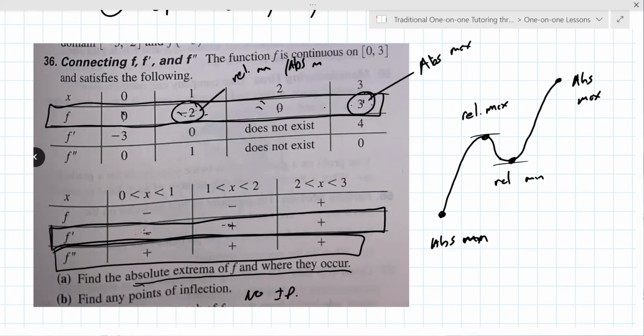Okay. Did we do the right one? 36, right? Oh yeah. Okay. I'm sorry, it didn't look right. Okay, 39.